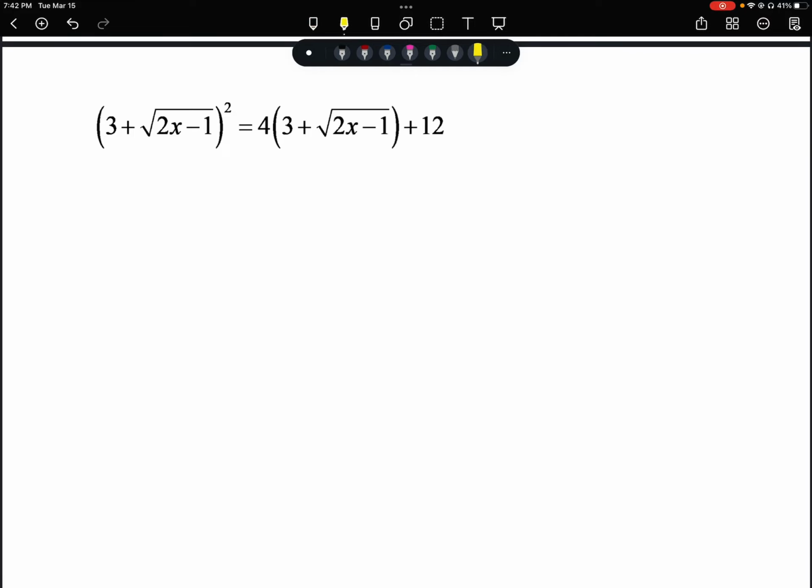All right, we've got 3 plus the square root of 2x minus 1, and that's being squared, equals 4 times that same quantity, and then plus 12. Okay, so what we recognize on this one is that we've got that same set of parentheses here with something kind of complicated inside. This is a great opportunity for us to use the u substitution.